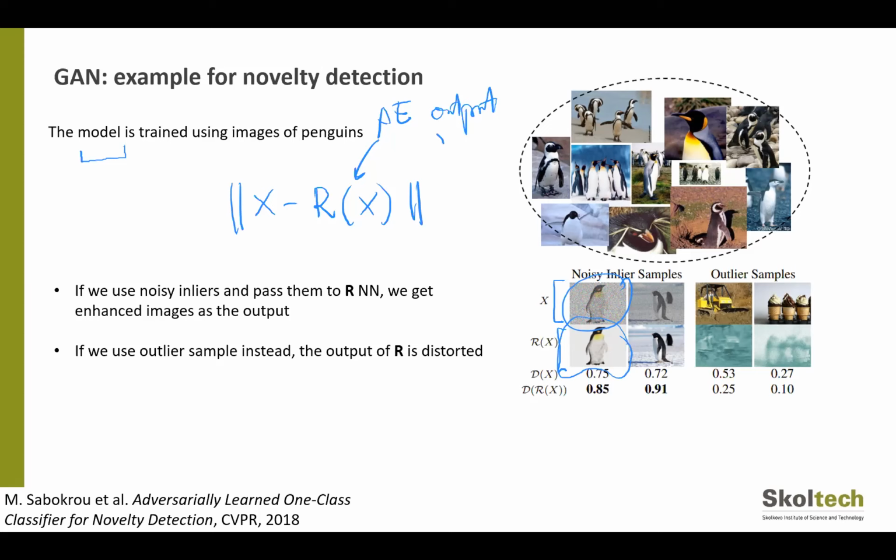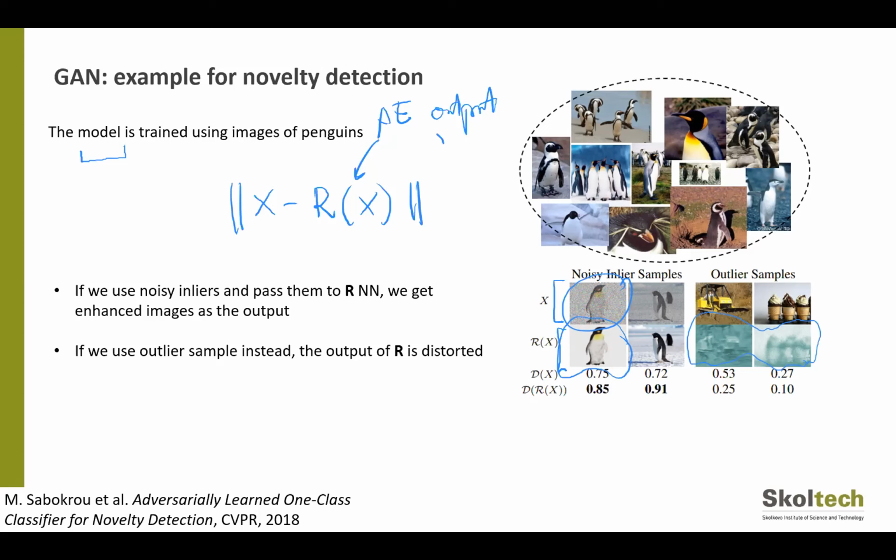And for outlier samples of an ice cream or some machine, we have very strange output because this is data the model did not see during training, so it has very large error, at least if the training sample is tight and doesn't include something similar to ice creams.